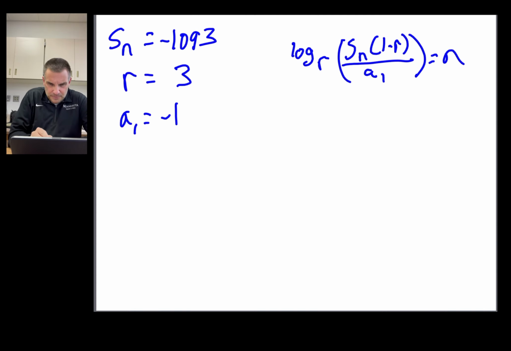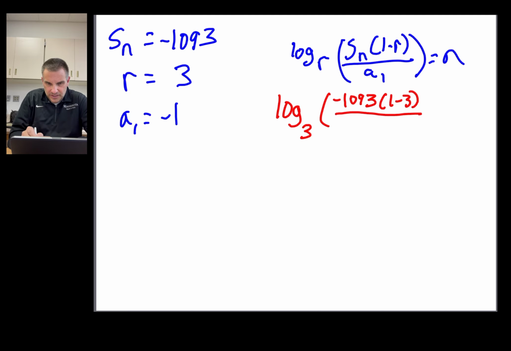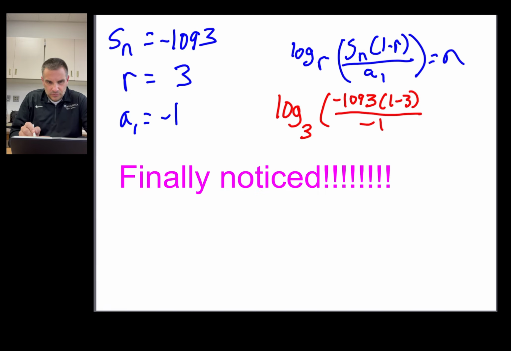Log base r. So we've got log base 3 of S of n. So that's negative 1093 times 1 minus 3, because my r is 3. All of that divided by negative 1. Oh, shoot.